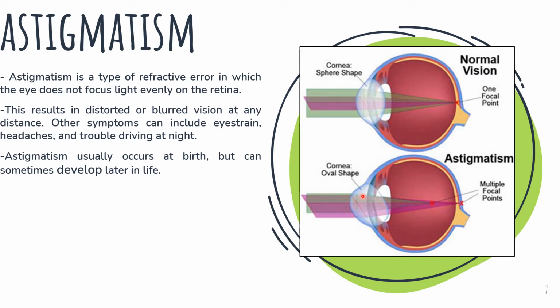So this picture shows the normal version of the eye and the astigmatism version of the eye. For the normal version, the cornea is in a sphere shape and it has one focal point, and astigmatism is oval shape and has multiple focal points.